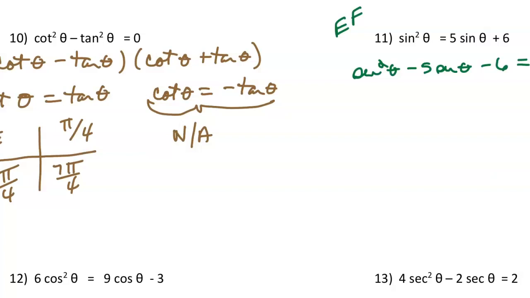And I kind of like the idea of doing substitution because those of you that go on to study calculus are going to learn about things like mu substitution. So this is my substitution. I'm going to say sine theta is x. Okay? That means that this problem becomes x squared minus 5x minus 6 equals 0.